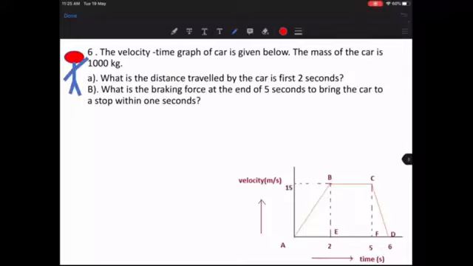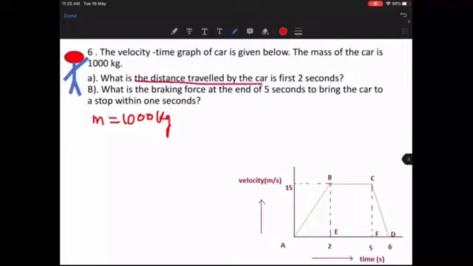He's given you the mass of the car. So let's write the mass is 1000 kgs here. What is the distance traveled by the car in 2 seconds? So time also you know, 2 seconds. He's asking you to calculate the distance. So we do not need to actually calculate the distance. What we can directly do is we can just find the area.